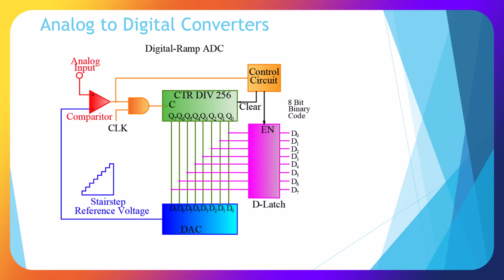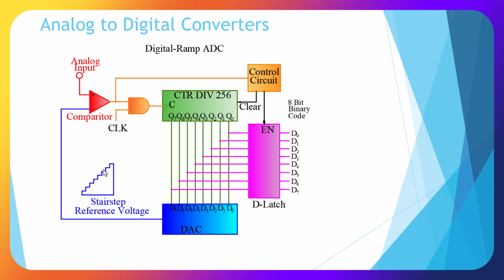Here I'm showing a digital ramp analog to digital converter, also known as a pipeline, and there are several different varieties of a similar type ADC. And we go ahead and we take our analog input and put it into a comparator. We're clocking our counter here, which is counting from 0 to 256 or 255, and it is comparing to our digital to analog converter.